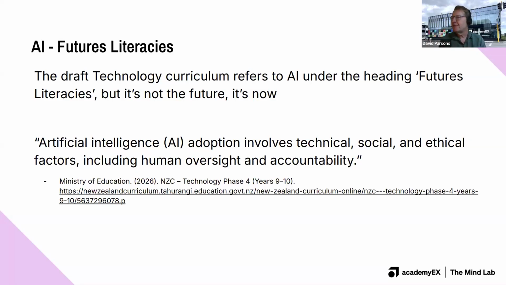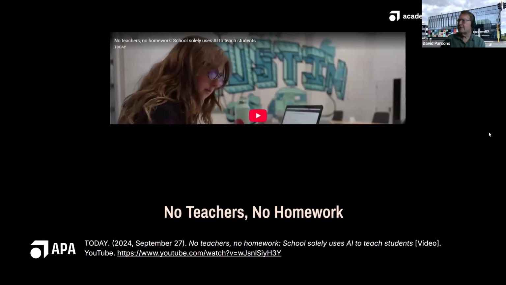It talks about AI adoption involving technical, social, and ethical factors, including human oversight and accountability. Yeah, that's not the future, is it? I mean, that's now. So I think maybe the government need to rethink the phrasing of AI as a futures literacy, and think about futures literacy as one thing and AI as something a little bit more now. Anyway, I just felt that was an interesting thing.